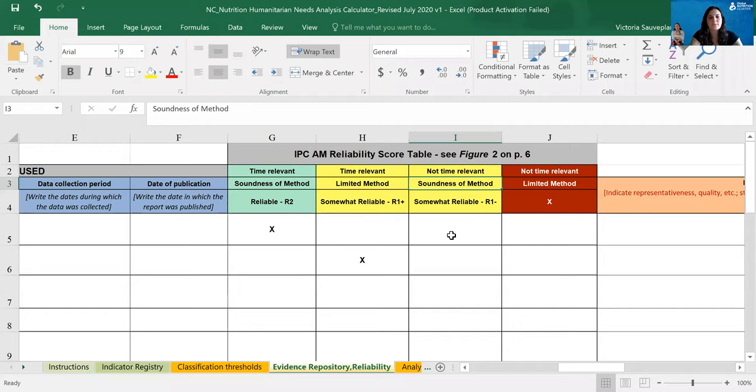And it's important that we just keep track, a small X for each of the evidences used, so that when another colleague joins in and wants to support the nutrition situation analysis, it's very clear what was used and what wasn't used.